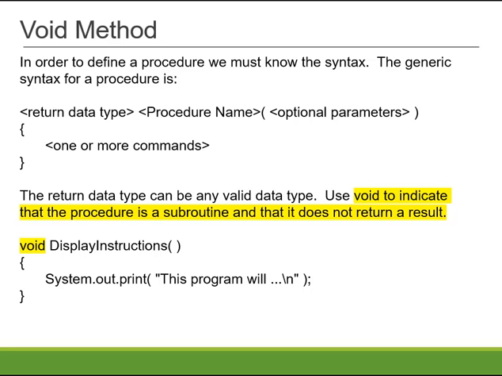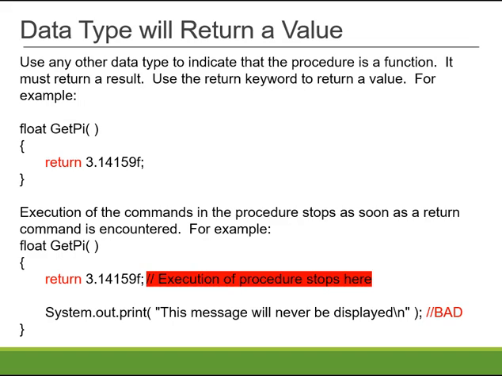This slide shows the generic syntax for defining a method. When you have a method that does not return a result, use void to indicate there is no return data type. When you want to return a data type or create a function, you must indicate the data type and you must have a return statement in the method. The execution of the method stops as soon as the return is encountered, as shown at the bottom of the screen. See the correct example at the top of the screen and the incorrect example at the bottom of the screen.